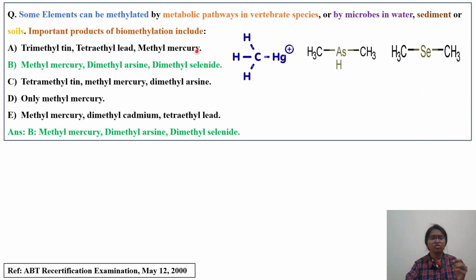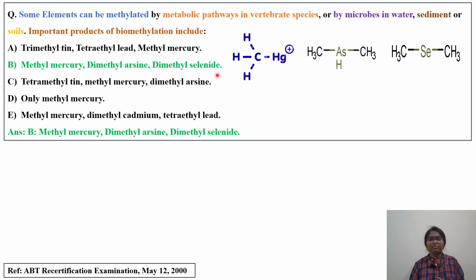The first option, option A, is trimethyl tin, triethyl lead, methyl mercury. Option B is methyl mercury, dimethyl arsine, dimethyl selenide. Option C is trimethyl tin, methyl mercury, dimethyl arsine. Option D is only methyl mercury. Option E is methyl mercury, dimethyl cadmium, tetraethyl lead. The right answer is in green text, that is methyl mercury, dimethyl arsine and dimethyl selenide.